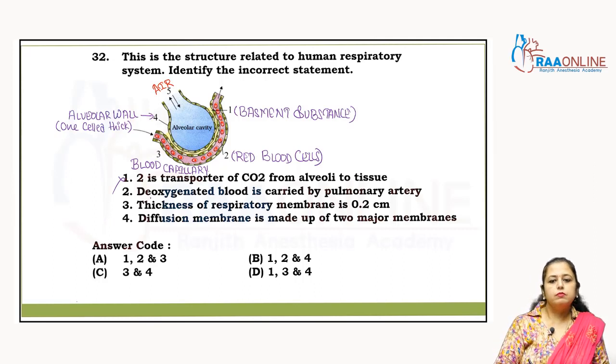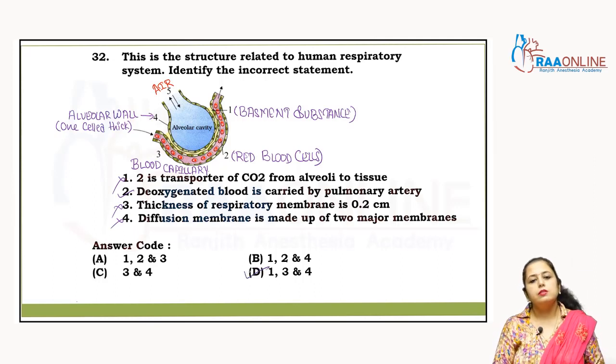Then, deoxygenated blood is carried by the pulmonary artery, right or wrong? Exactly, it's correct. Thickness of respiratory membrane is 0.2 centimeter. No, it's less than 1 mm, right? Diffusion membrane is made up of 2 major membranes. No, it is made up of 3 membranes, right? First one is the alveolar wall, second is the endothelium of the blood capillaries, and third one is the basement membrane. So that statement is also wrong. So the correct option is 1, 3 and D. That is the answer code. Clear?